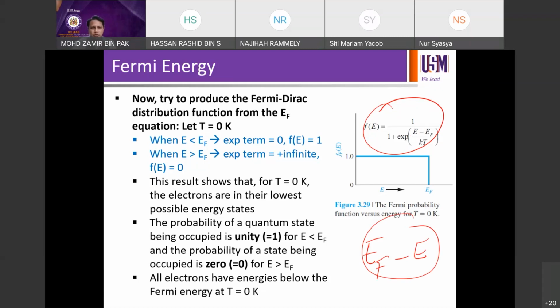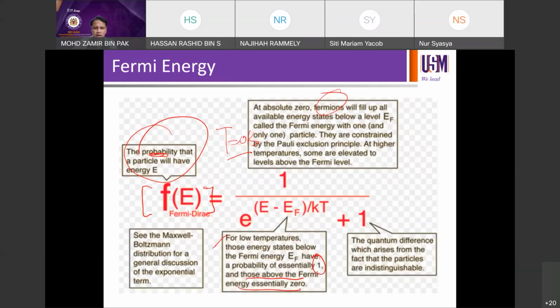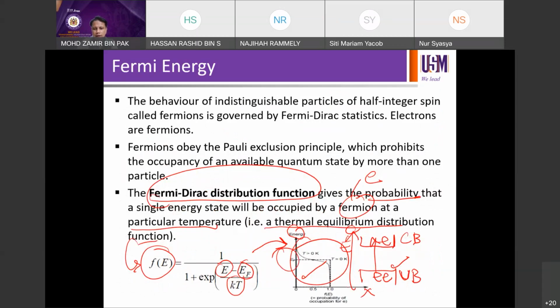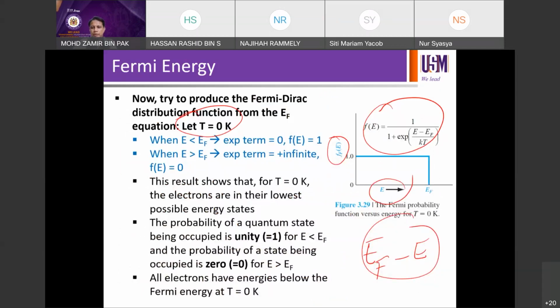Okay. So now let's try to produce the Fermi-Dirac distribution function from the equation. Let T equal 0 Kelvin. If you assume T is 0 Kelvin, what happens? In this case, the plot is inverted. Now you see Fe is on the Y and E is on the X. On the previous page, E is on the Y and Fe is on the X. So you can plot them either way. If you flip this graph 90 degrees anti-clockwise, you'll get the same thing anyway. It's just that the axes are inverted.